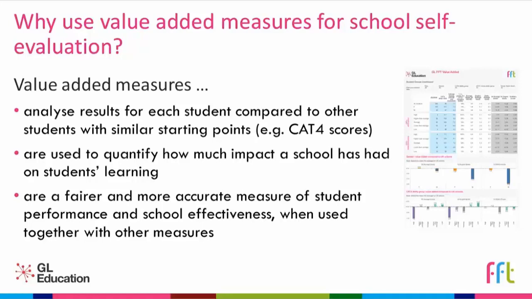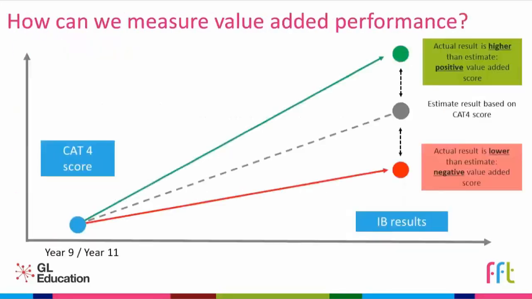Value added allows us to quantify how much impact a school is having on students' learning, and it's a fairer measure because it takes into account the starting point of each student. So when we're looking at school effectiveness, it provides a very useful additional way of evaluating and measuring performance for schools alongside attainment.